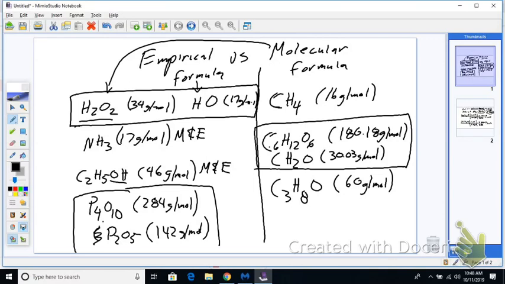I know that 17 and 34 is my molecular mass. And here's the empirical formula, and the molecular formula is 34. So what do you have to do to each one? You double it. Okay? Here's the next one. We know the empirical formula is P2O5. It's 142. We know the molecular mass is 284. So what do we have to do to get 284? Double it.